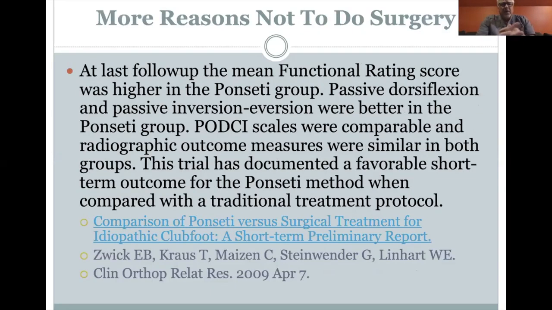It's another study by Zwick that looked at the Ponseti versus surgical treatment for idiopathic clubfoot. At the last follow-up, the mean functional rating score was higher in the Ponseti group. Passive dorsiflexion, passive inversion, and eversion were better in the Ponseti group. They were comparable in radiographic outcome measures. The trial documented a favorable short-term outcome for the Ponseti method when compared to the traditional treatment protocol, which was a posterior medial release.